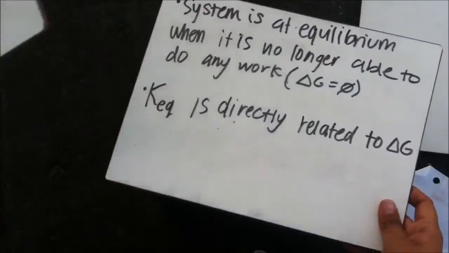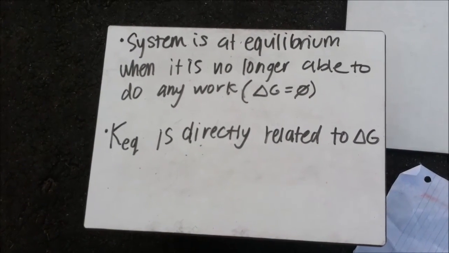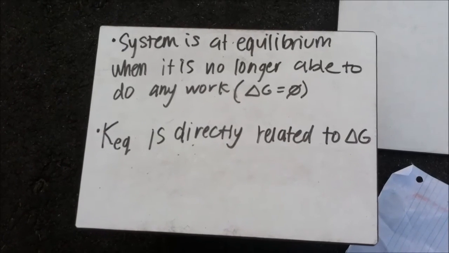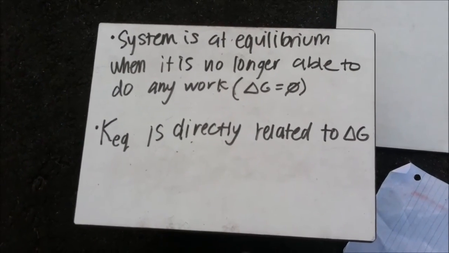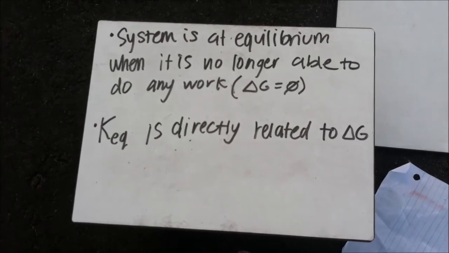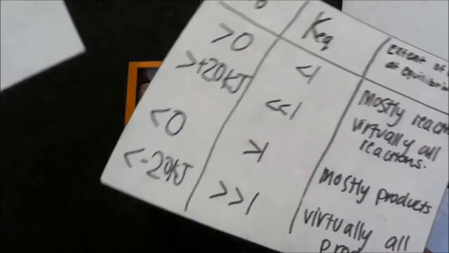What we will learn today. A system is at equilibrium when it is no longer able to do any work. For example, delta G equals 0. And the constant for equilibrium is directly related to delta G. What we can tell from delta G.